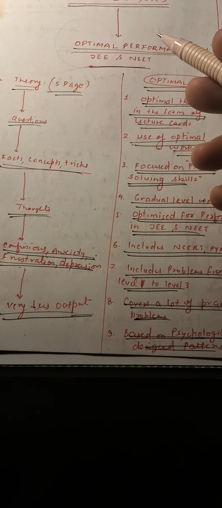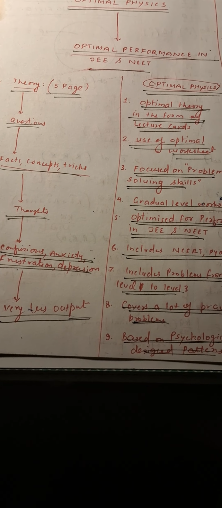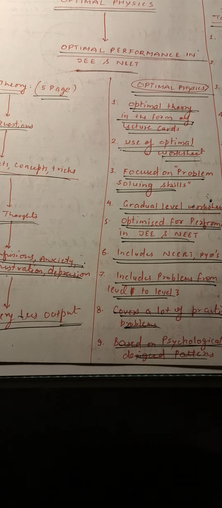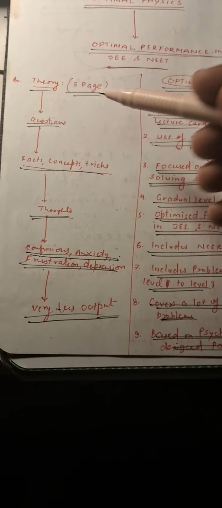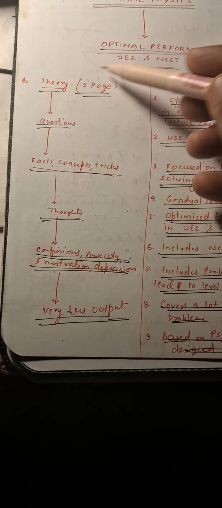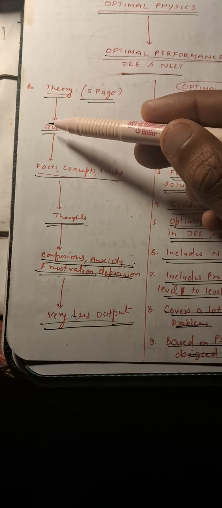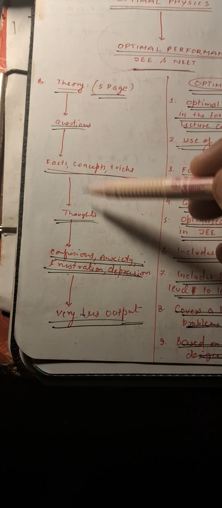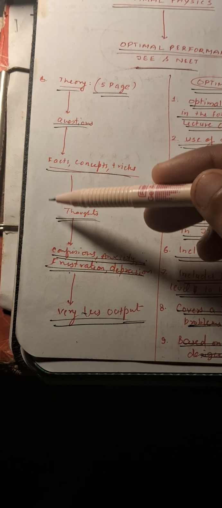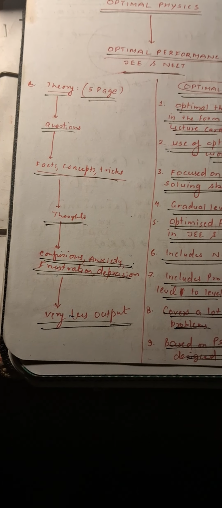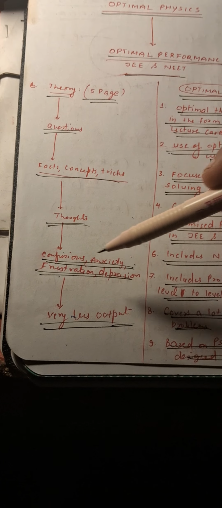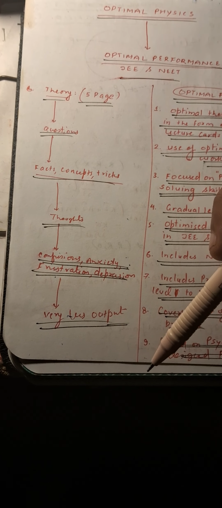So, let's first analyze how a normal student prepares and how optimal preparation is different from the traditional or conventional study process. In the conventional study process, first a student reads theory, let's say 5 pages, then does certain questions comprising facts, concepts and tricks. But when you study by this pattern, a thought pattern is induced in you. Thoughts lead to confusion, anxiety, frustration, depression. And because of these emotional conflicts, there is very little output.